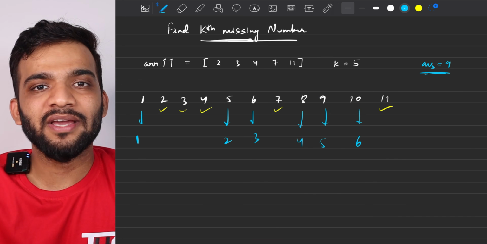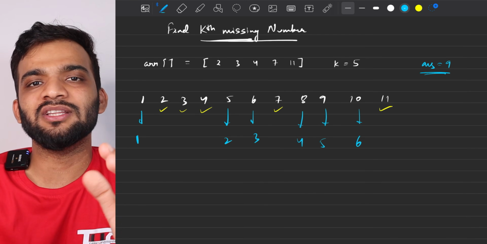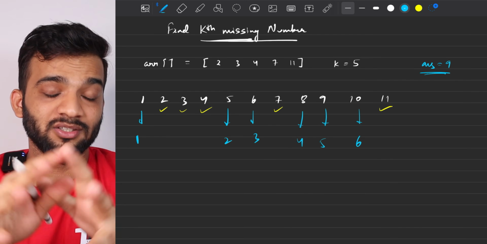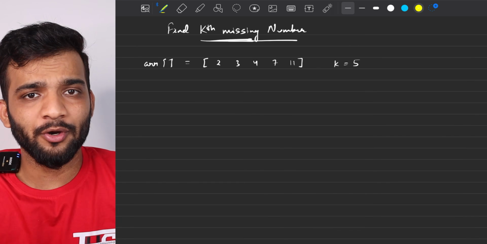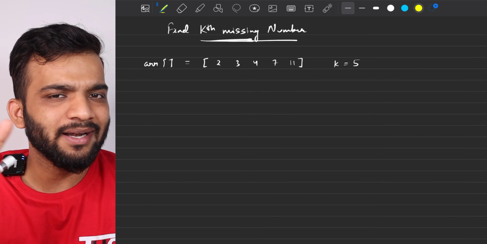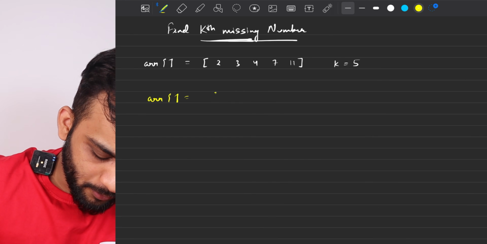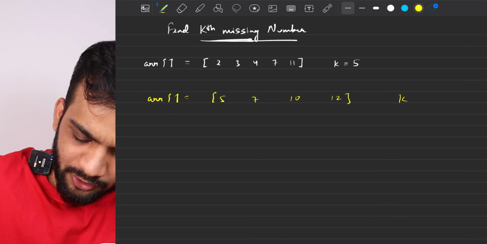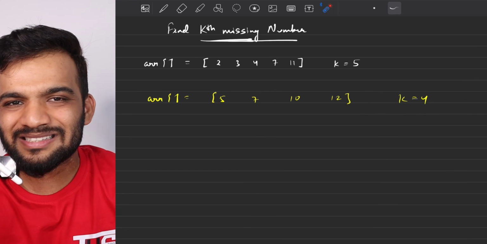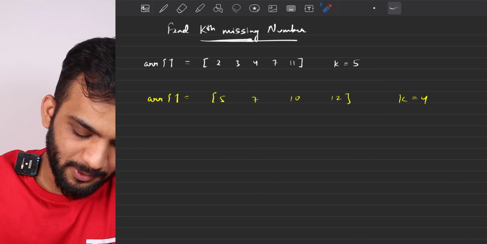So given an array of increasing positive integers and given an integer k, you have to return the kth missing positive integer. That is what the problem states. This problem might have a lot of brute force solutions, but the one that I'm going to speak about will be super easy and clean. Imagine I give you an example where the array starts from 5, then it has 7, then probably 10 and then 12. And I'm asking you to figure out the fourth missing integer. What will be the fourth missing integer? Your answer will be 4.